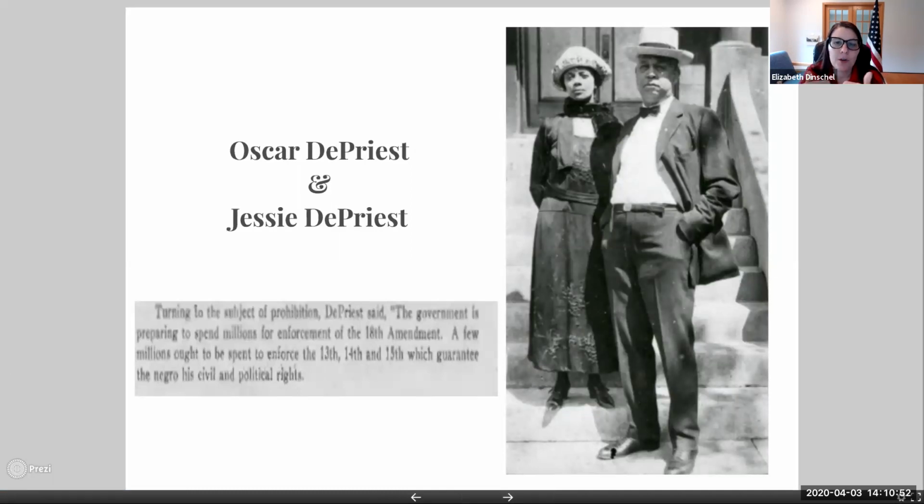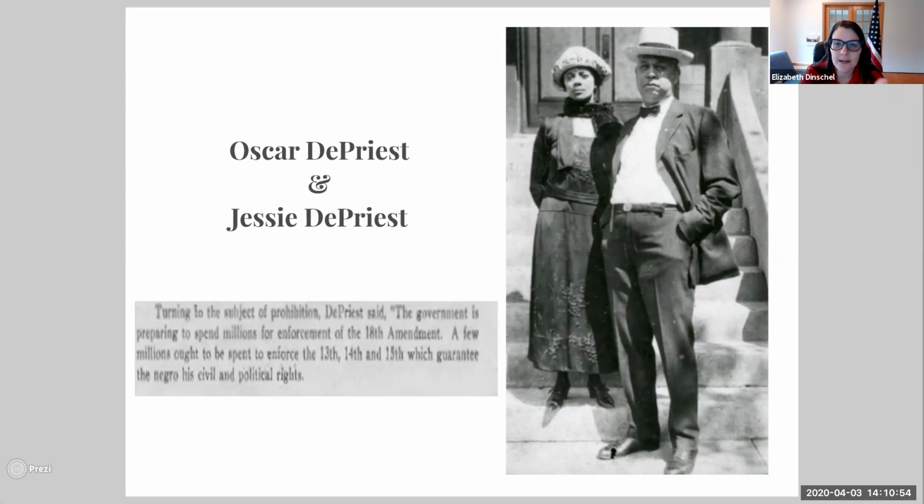He said, and you guys remember prohibition is the law right now, so that's the 18th Amendment that outlawed alcohol across the country. Jessie DePriest said, the government is preparing to spend millions for the enforcement of the 18th Amendment. A few million ought to be spent to enforce the 13th, the 14th, and the 15th, which guarantee the Negro his civil and political rights, just like the 14th Amendment we looked at.